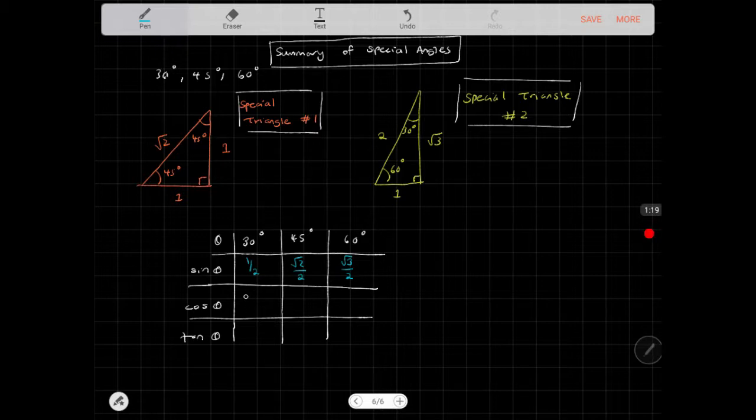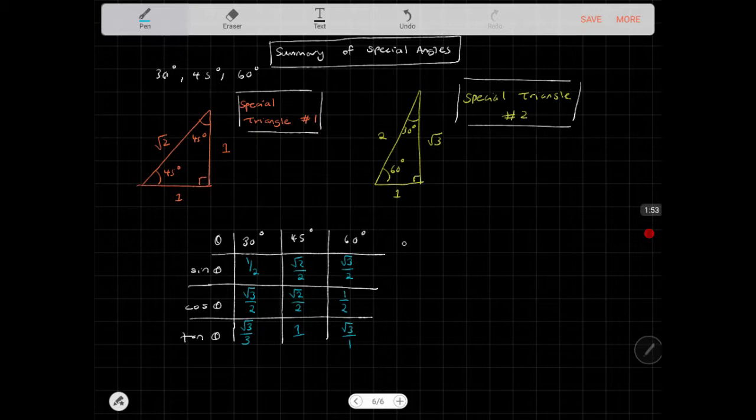Cosine 30 is square root 3 over 2, and it's equal to sine 60, using the cofunction identity that we looked at. Cosine 45 was the same as sine 45, square root 2 over 2. Cosine 60 is 1/2, which is the same as sine 30. Then tan 30 was square root 3 over 3, tan 45 was 1, and tan 60 was square root 3 over 1. So these are some of the values that you want to look at.